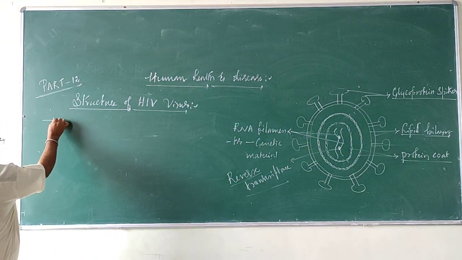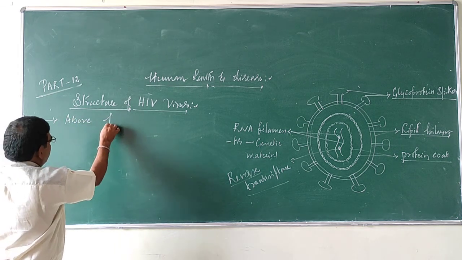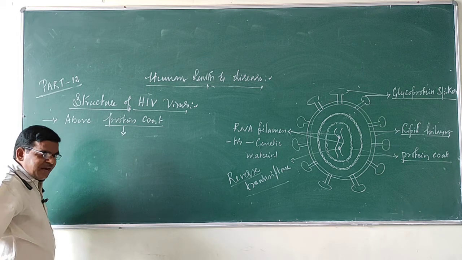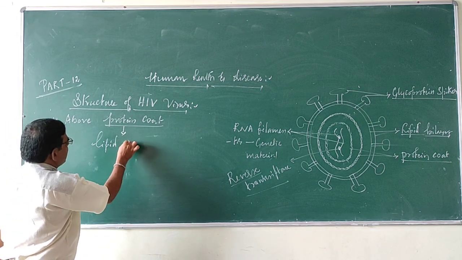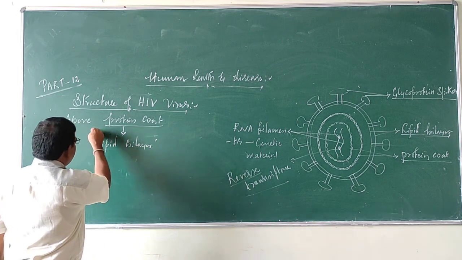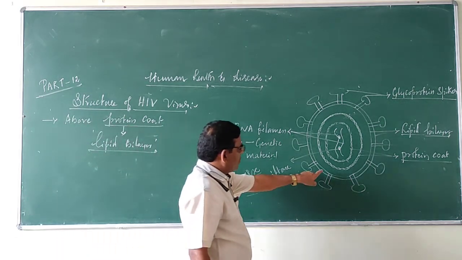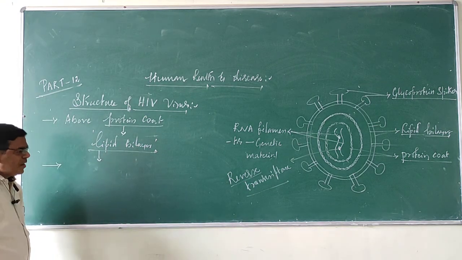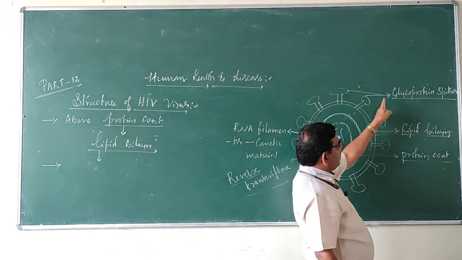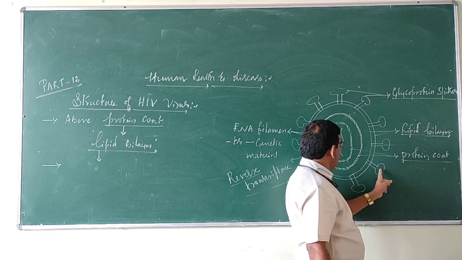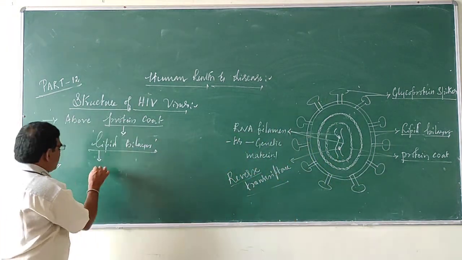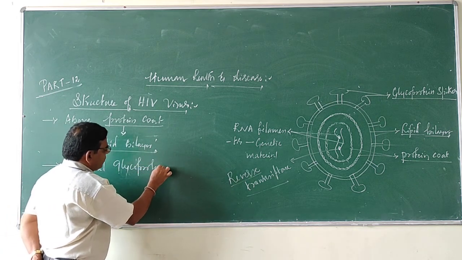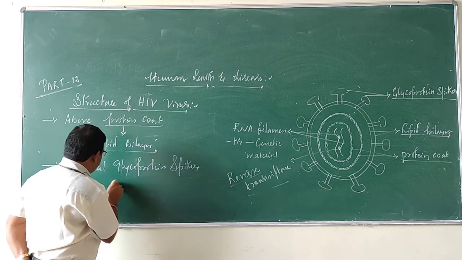Above the protein coat, another envelope or membrane is present. It is called lipid bilayer. From the lipid bilayer, the viral glycoprotein spikes are projecting.